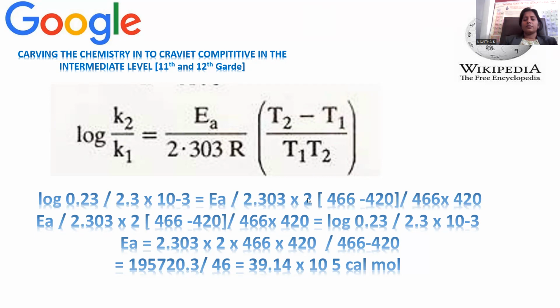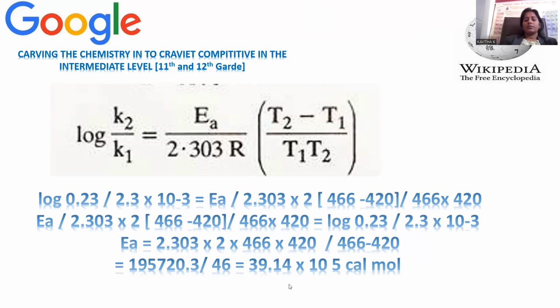Whatever terms are related with EA are on the right side, so we shifted right side to left side and left side to right side. The equation got reciprocated, reversed. After that, EA alone on the left hand side, and denominator terms are going up. So EA is equal to 2.303 into 2 into 466 into 420 by 466 minus 420.